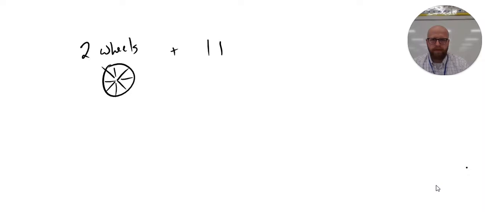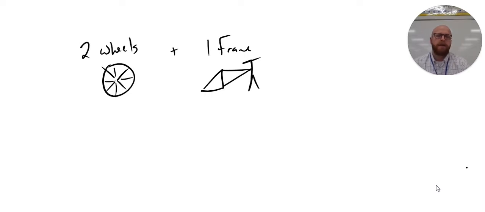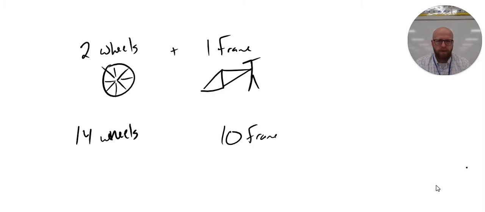Or say you're at a bicycle shop, and you're building bicycles. Let's say you need 2 wheels per bike, plus 1 frame. So there's my bicycle frame. To make our bike, we need 2 wheels and 1 frame. Let's say we have 14 wheels in the shop, and we have 10 frames. How many bikes can you build? Well, we look at our ratio here. It's a 2-to-1 ratio, correct? I need 2 wheels per every 1 frame.